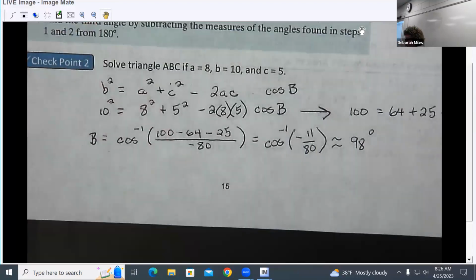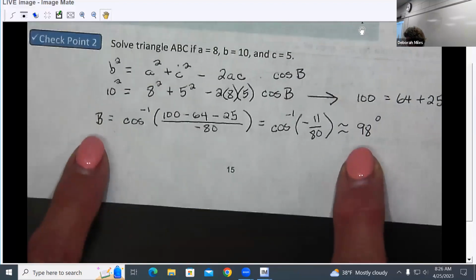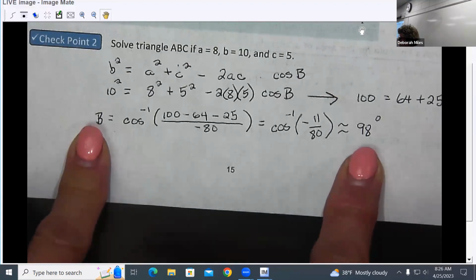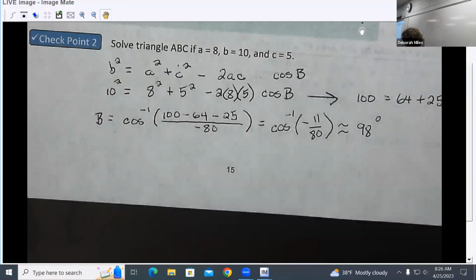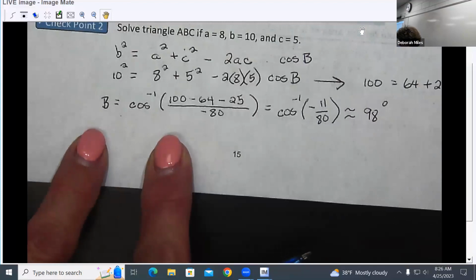Now, let me make sure you understand why, when we get to the law of sines, we don't have an ambiguous case. What kind of angle do we know B is? It's obtuse. And how many obtuse angles can a triangle have? Only one. That means whatever I find after this, the other two angles have to be acute. And that's why I don't have to worry about the ambiguous case. I avoid the ambiguous case if I find the biggest angle first.